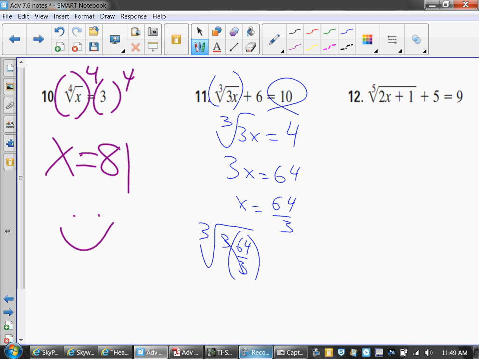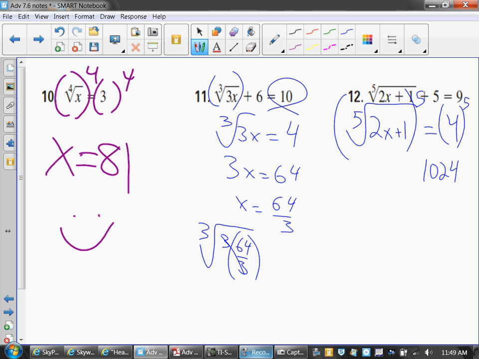And the last one here. What are you going to do first? Subtract 5. So you have 5th root of 2x plus 1 is now 4. Raise to the 5th power. 4 to the 5th power is 1024. So x is 511.5. Yeah. That's what I got.